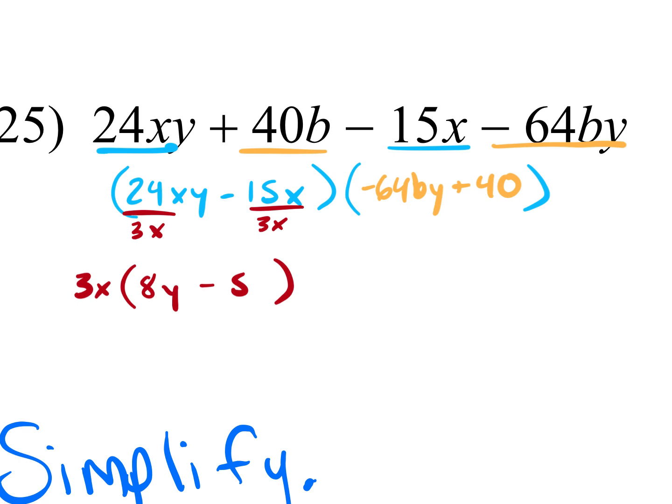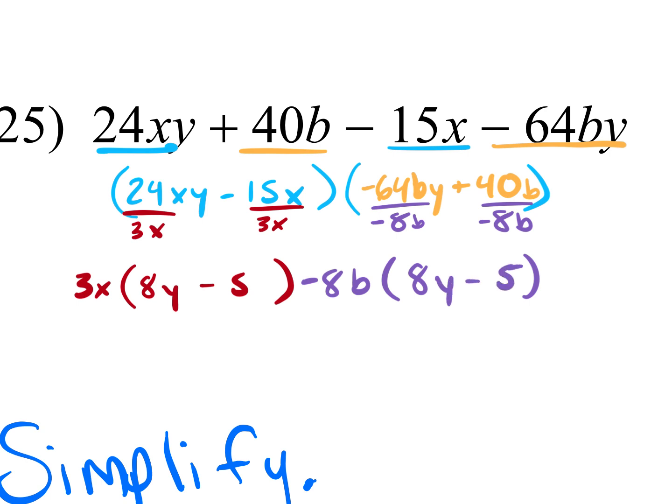Plus 40b. 8, if we take out an 8, -8b. Perfect. If we took out a +8, the signs wouldn't match up. So it has to be -8b. So then I'm left with 8y minus 5.